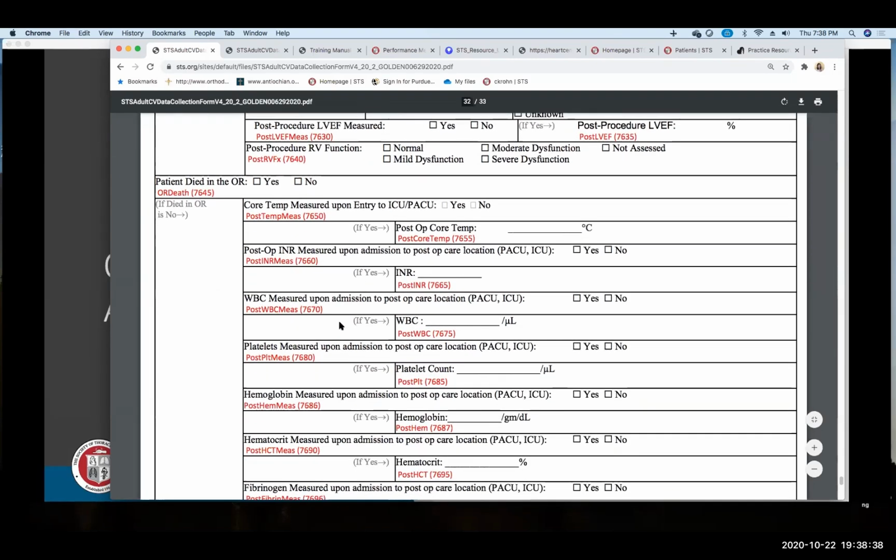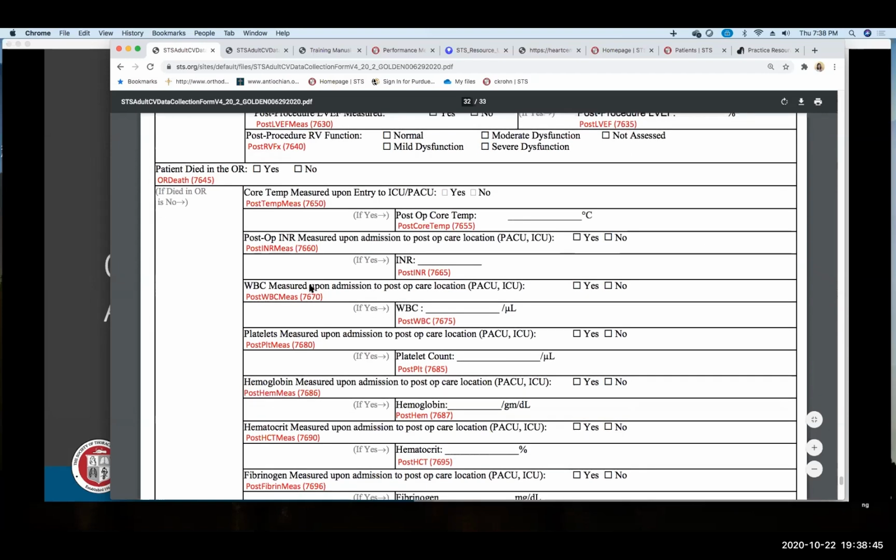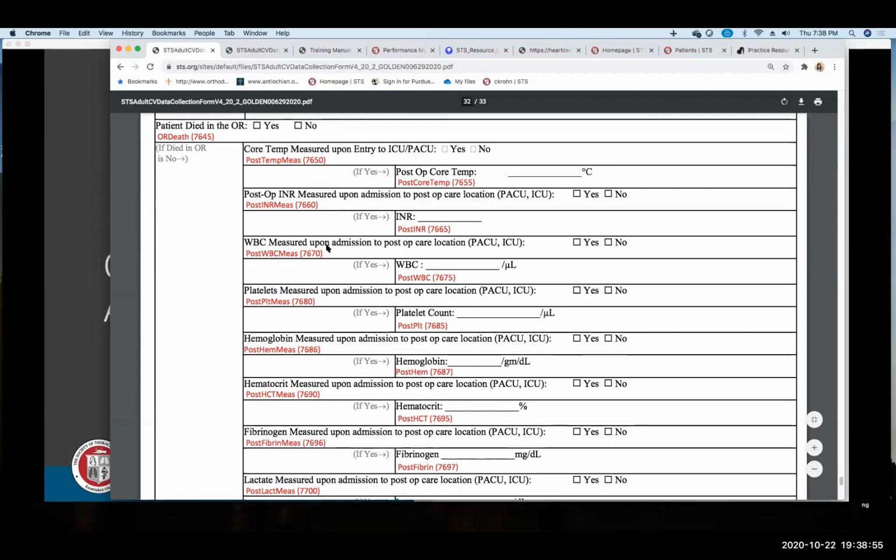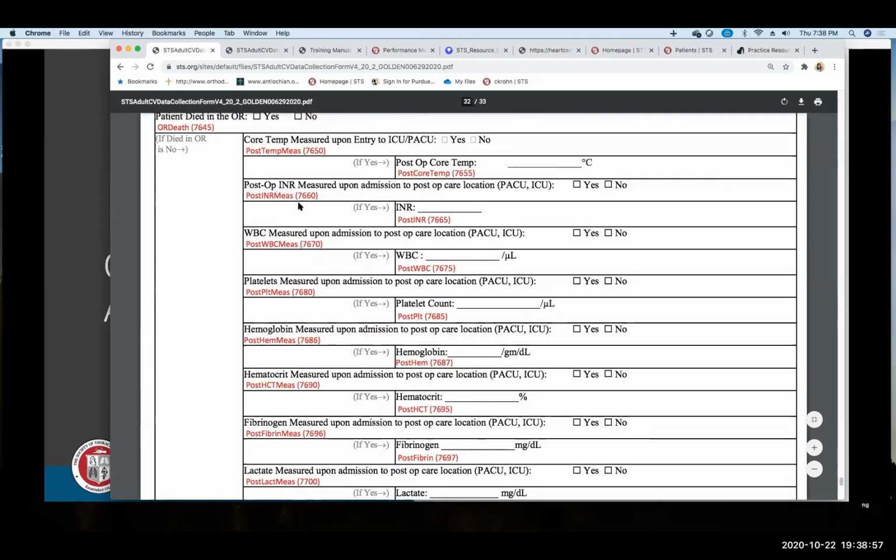And then assuming your patient made it, we go into the ICU and we capture this information related to temperatures, your labs, your post-op INR, your white blood cell count. And these are from admission to post-operative care location. And I believe it's within a few hours we have that time frame set.